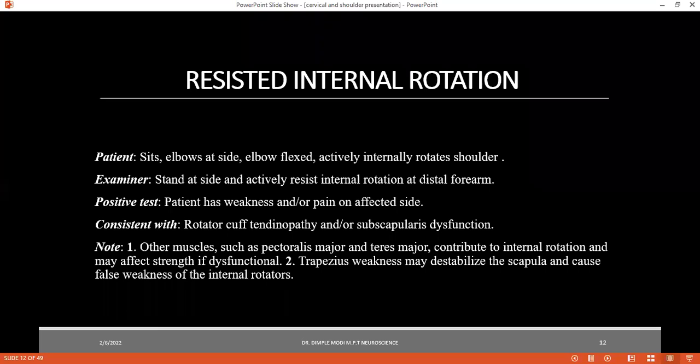If there is a pectoralis major or teres major contribution, if their muscle strength is also affected, this will also affect the internal rotation. And if the trapezius is weak, it may destabilize the scapula and also cause false weakness of the internal rotation.